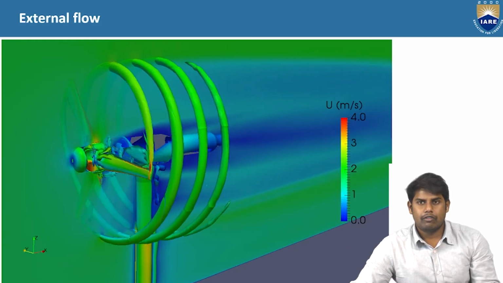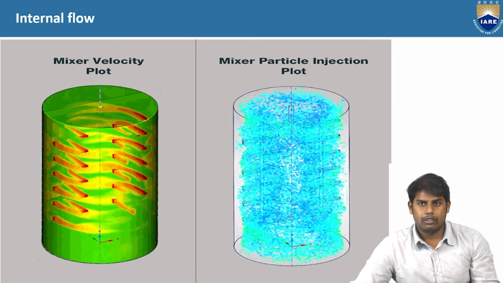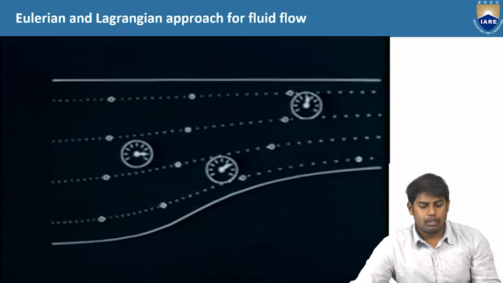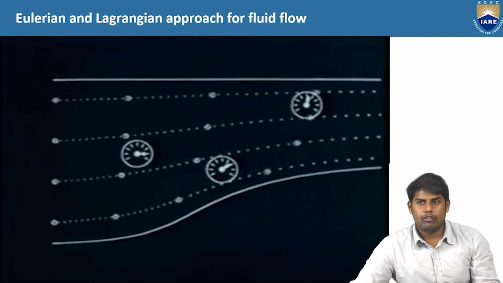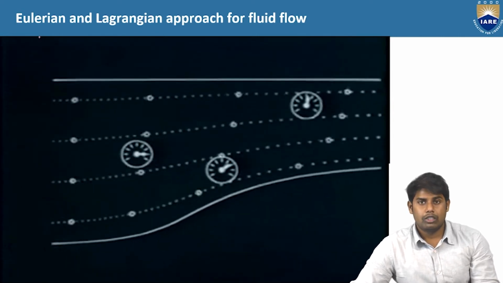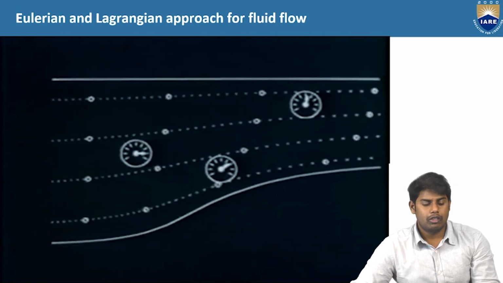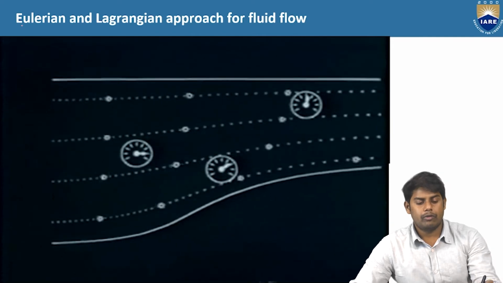So here we have external flow and internal flow examples. There are two approaches in the fluid flow problem: one is the Eulerian approach and the other is the Lagrangian approach. While we are deriving the continuity equation for today's module, we will be using the Eulerian approach.